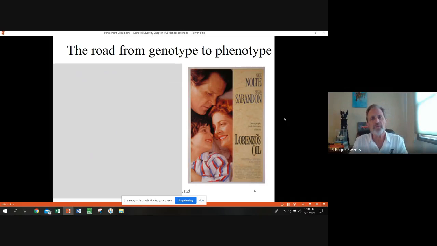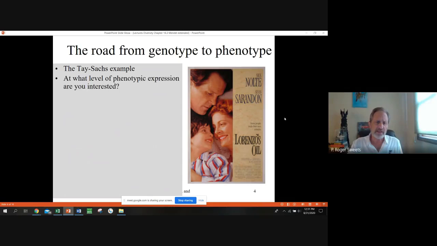But the road from genotype to phenotype, when we start to examine this idea of complete dominance, incomplete dominance, and codominance, there may be various ways that that's expressed in that phenotype, as I've tried to describe all along. And so, in a way, our understanding of that, using this example of Tay-Sachs disease, is that it depends on what level of phenotypic expression you might be interested in. Tay-Sachs gives us an interesting example where, depending on what you're looking at, you can find either complete dominance, incomplete dominance, or codominance, again, depending on your point of view. What expression are you actually interested in?